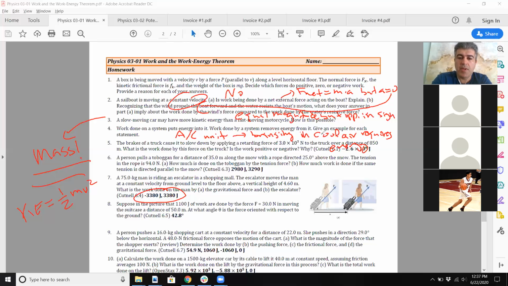Now, work done by a system removes energy. So this is putting energy into it. How about work done by a system removing energy? I would say check the back of the AC. It's going to be really hot. That's because it's removing heat. So in a way, that's a way you're removing energy also.